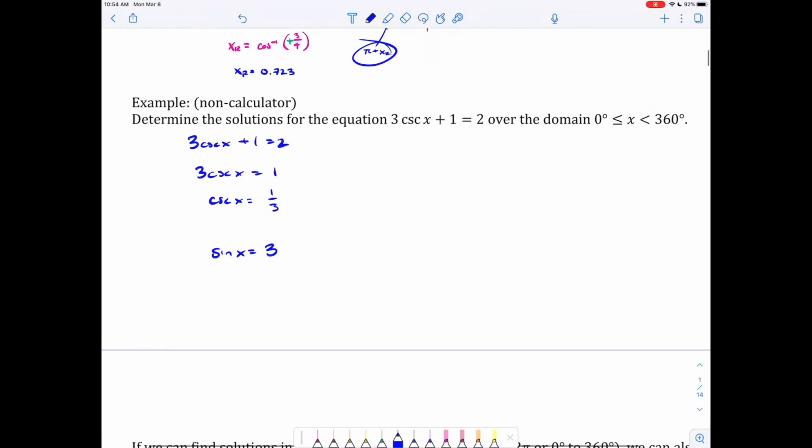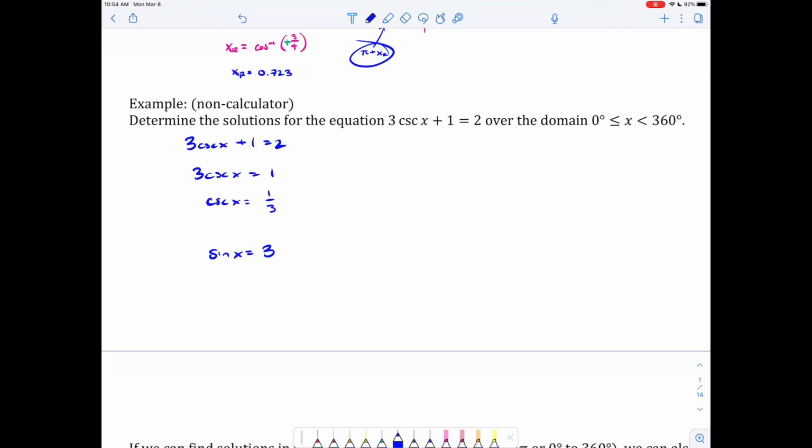Whoa! I know, and there's a bunch of ways for me to back this up, but I know that sine of x has to be between 0 and 1. So as soon as I get this, I'm saying no solution. That's that. So that's kind of the intro part of it.